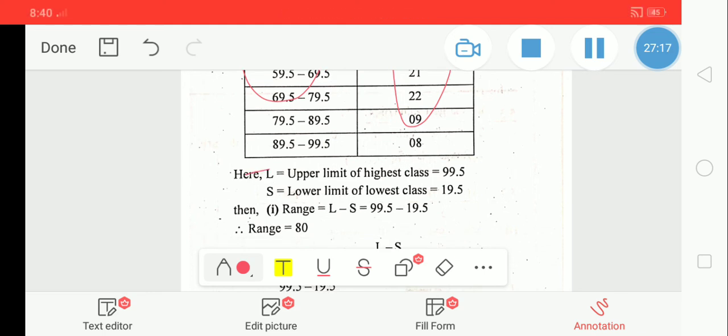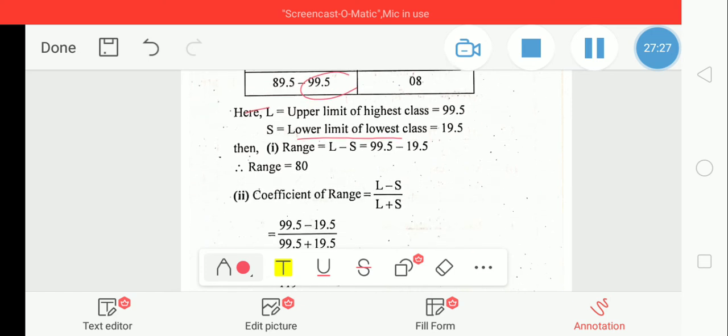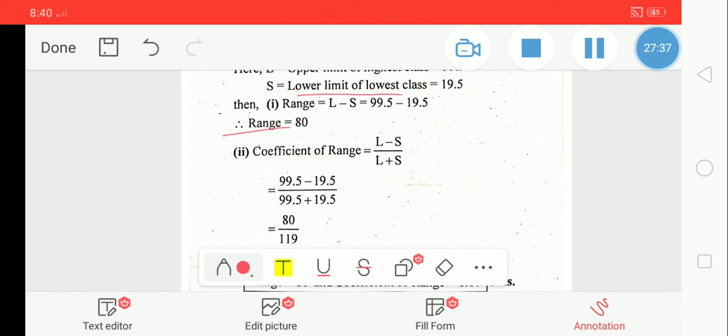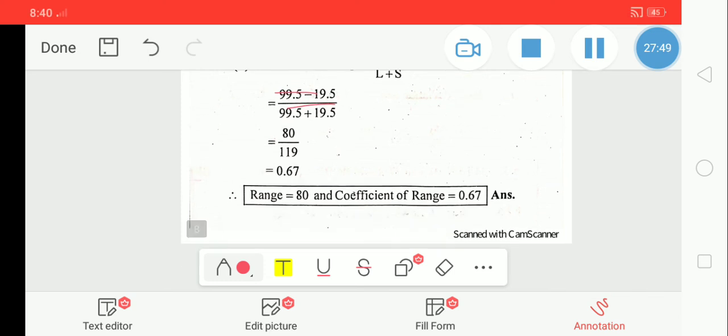Now L is the upper limit of the highest class, which is 99.5, and S is the lower limit of the lowest class, which is 19.5. So range is L minus S, that is 99.5 minus 19.5, so range is 80. Coefficient of range is L minus S divided by L plus S, that is 99.5 minus 19.5 divided by 99.5 plus 19.5. So 80 divided by 119 is 0.67.